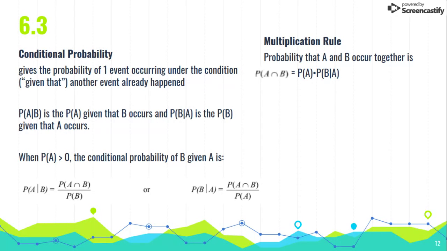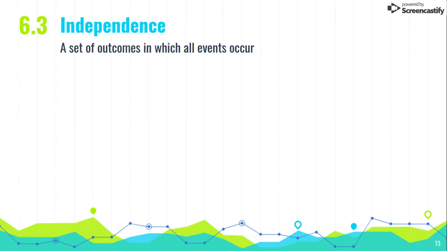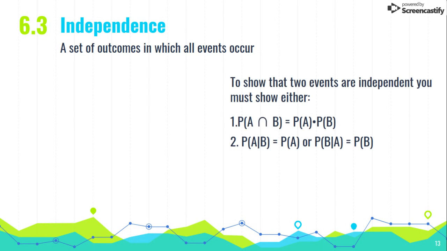The multiplication rule is that the probability of A and B occurring together equals the probability of A times the probability of B given that A has already happened. And an intersection is a set of outcomes in which all events occur.